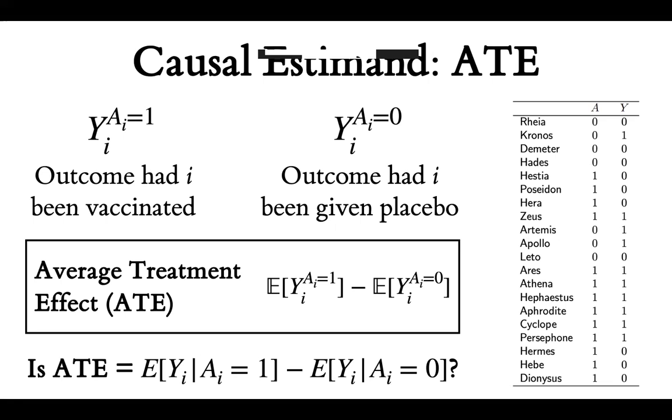The average treatment effect is defined as the average value of the outcome over all individuals, had they been given the treatment, minus the average value of the outcome over all these individuals, had they been given the placebo, had they not been given the treatment. And this gives me some hope of estimation.